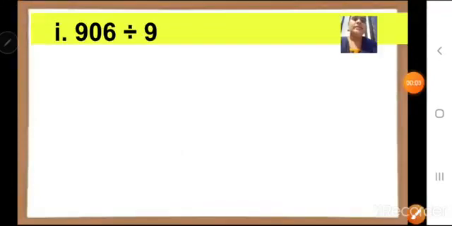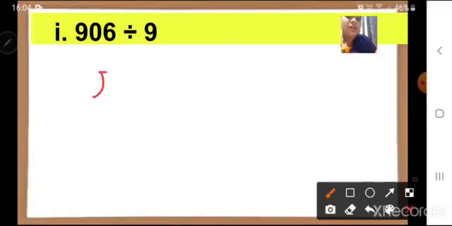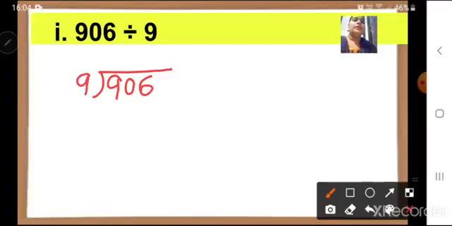Next one is I1, 906 divided by 9. So children, first we will draw the bracket and write the number 906 divided by 9. Okay. Now children, let us divide. The first number is number 9.